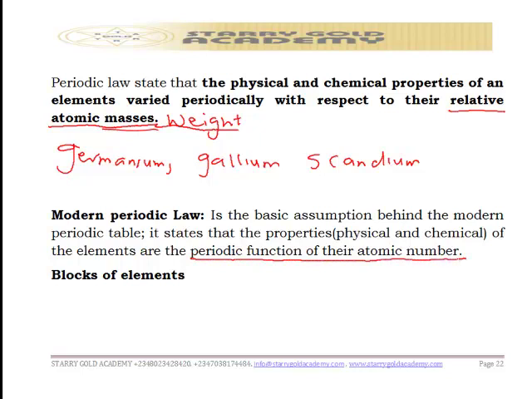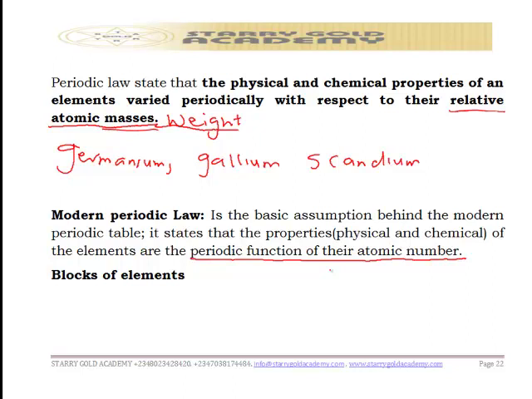Don't forget, before, when I was talking about the periodic law, we said it was based on their relative atomic weights or masses. That is why some of these elements are reoccurring. Some properties of these elements are reoccurring based on their arrangement on the periodic table. So the modern periodic law was based on their periodic function of their atomic number. That was its arrangement on the periodic table.